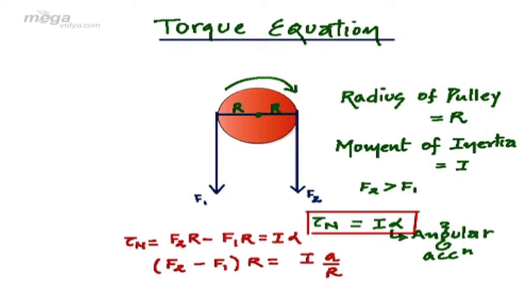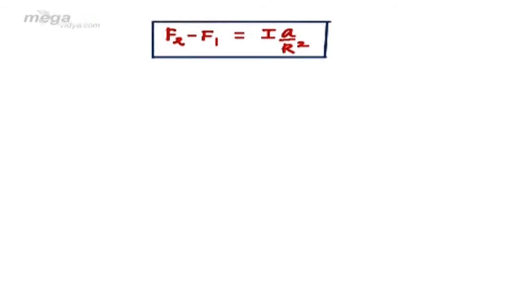Since we can see alpha can be written as equal to a upon r, thus we can say F2 minus F1 is equal to I a upon r square. Basically this equation is called the torque equation. Now in this given context, we have to study the problems related to torque equation. Let us take some illustrations.